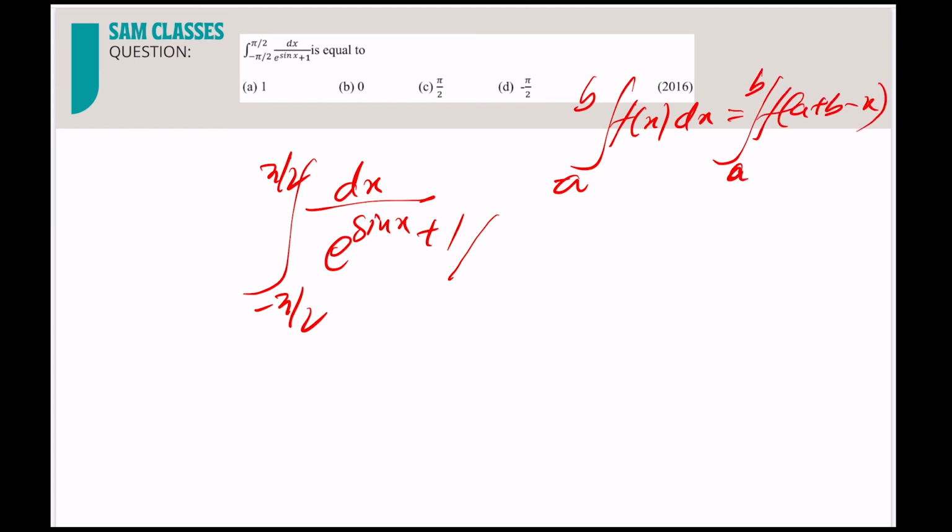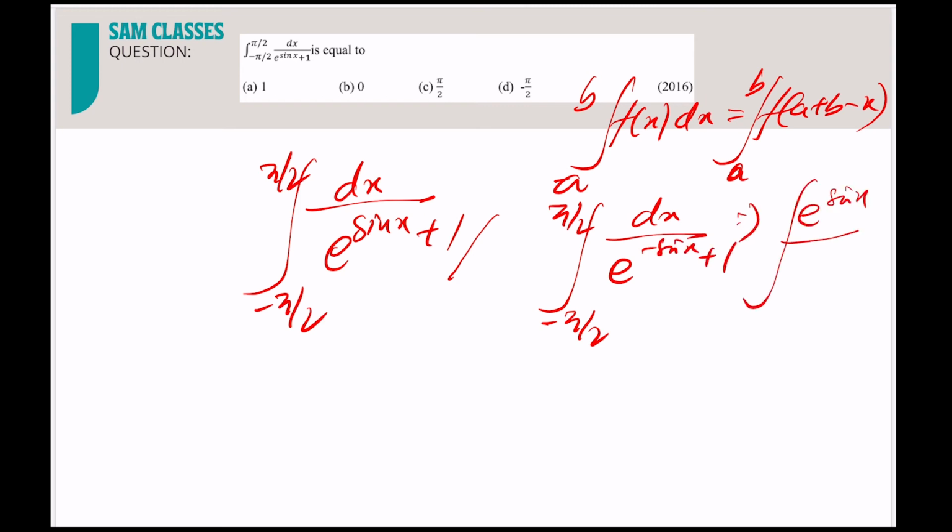So a plus b in this case will be what? Minus pi by 2 plus pi by 2 minus x. So we'll basically get the same thing, just a minus sign on top. So e power minus sine x plus 1. Now we'll do LCM. So we'll get e power sine x by 1 plus e power sine x. That's it. And from minus pi by 2 to pi by 2.